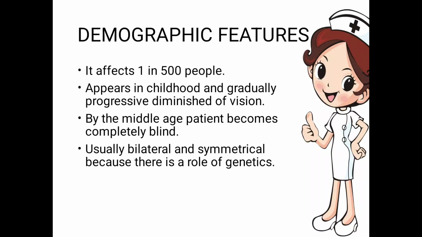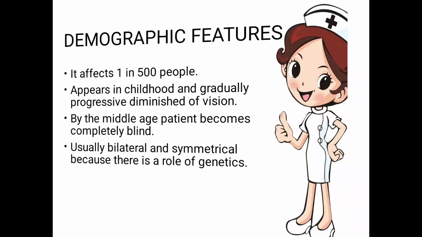It is usually bilateral and symmetrical, because there is a role of genetics. As we know it is a hereditary disease, so usually it affects both eyes. It is bilateral and almost similar in both of the eyes. If you look at the visual field test, meaning the perimetry test, and the vision of the patient, there are symmetrical changes in both of the eyes.